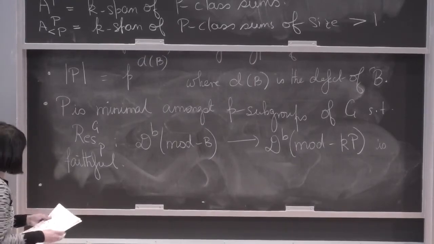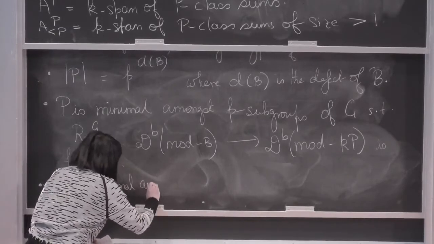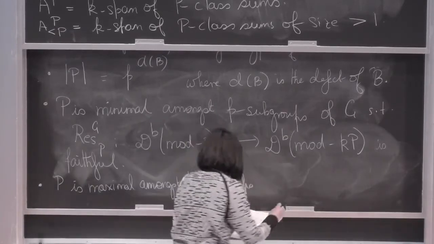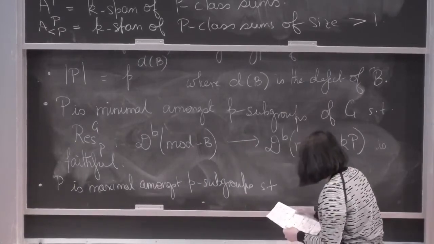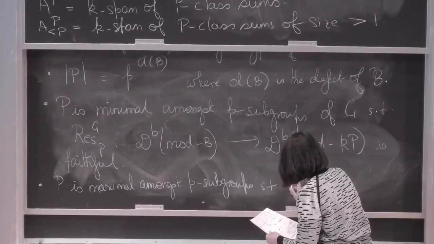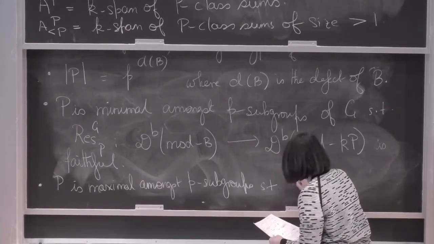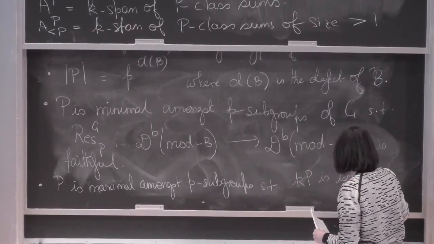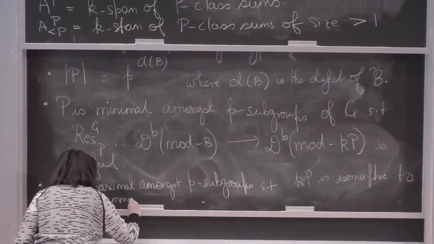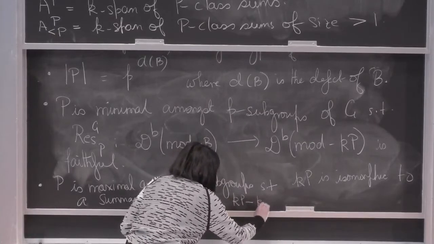Let me give a maximality characterization. You could also write it as: P is maximal amongst p-subgroups. You don't really need p-subgroups here, it could be any groups, such that KP is isomorphic to a summand of B as KP-bimodules.